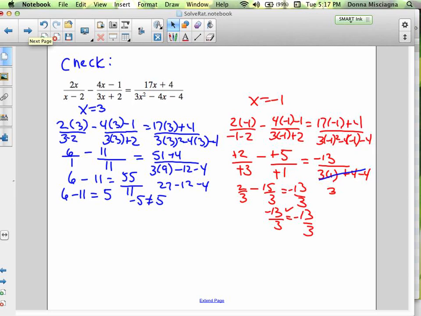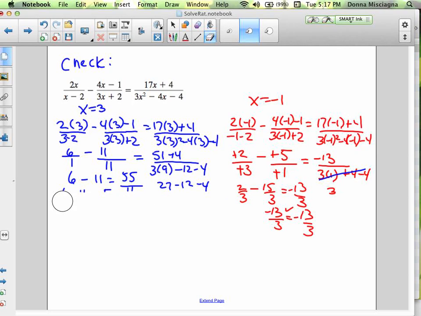So we have 2 times 3 divided by 3 minus 2 minus 4 times 3 minus 1 divided by 3 times 3 plus 2 equals 17 times 3 plus 4 divided by 3 times 3 squared minus 4 times 3 minus 4. And now it's just some simple adding and subtracting and multiplying. All right, so 2 times 3 is 6, and 3 minus 2 is 1. Right? 6 divided by 1 is 6. 4 times 3 is 12, minus 1 is 11. 3 times 3 is 9. 9 plus 2 is 11. And 11 divided by 11 should be 1.